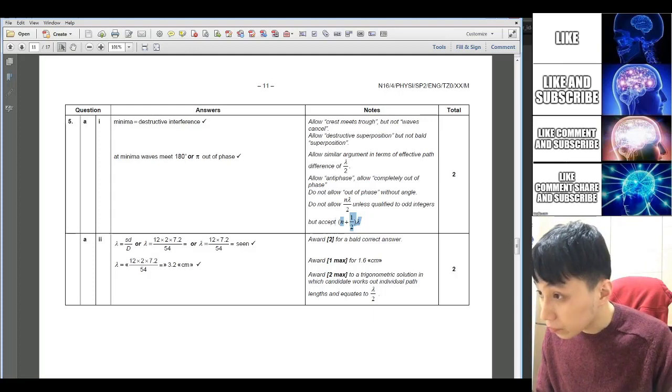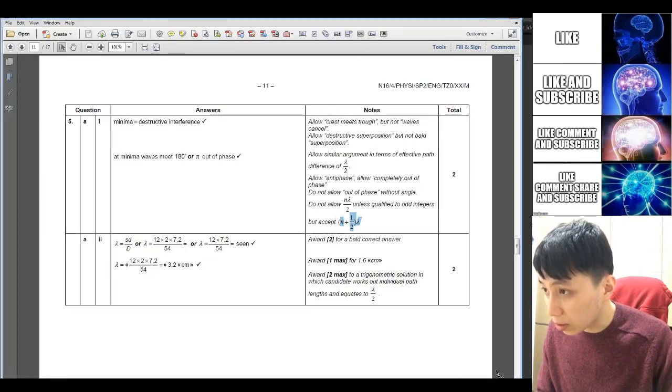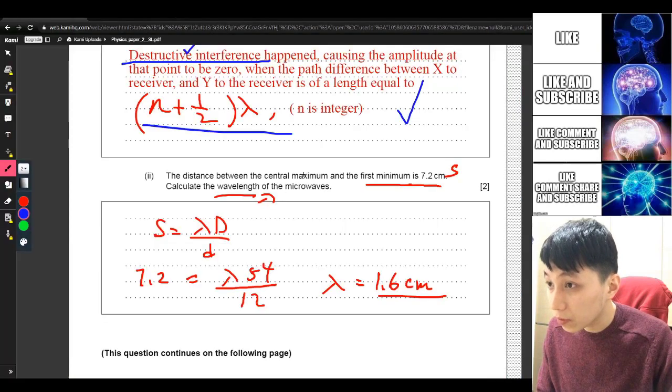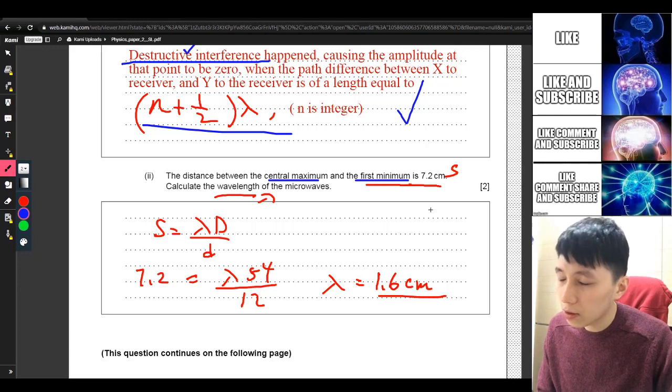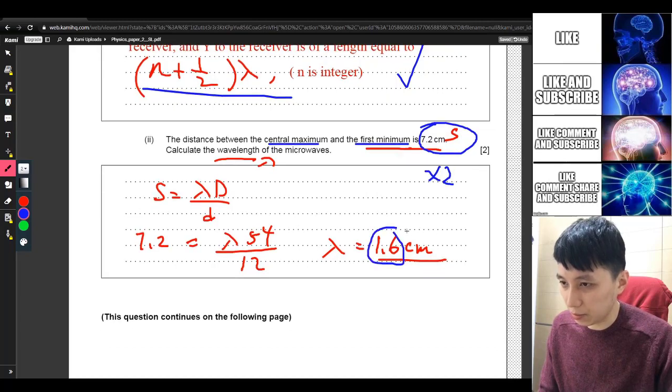Oh, wait, did I miss? Oh, I thought this is an easy question. Why times 2? Central maximum and oh my god, it's a trick question. So times 2, oh my god. So that's why it's times 2 here. Because this is first minimum.